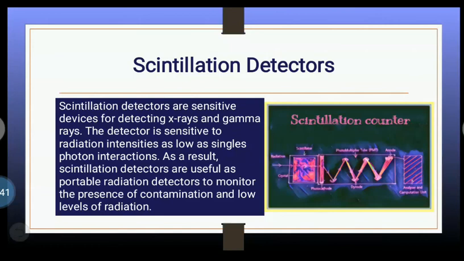Scintillation detectors are sensitive devices for detecting X-rays and gamma rays. The detector is sensitive to radiation intensities as low as a single photon interaction. As a result, scintillation detectors are useful as portable radiation detectors to monitor the presence of low contamination and low levels of radiation.